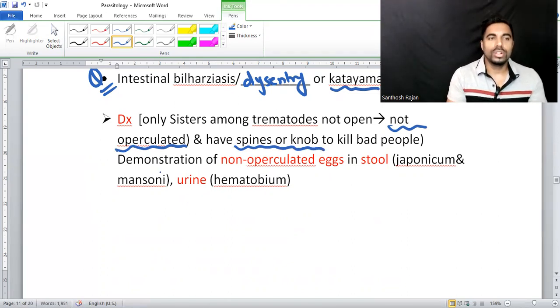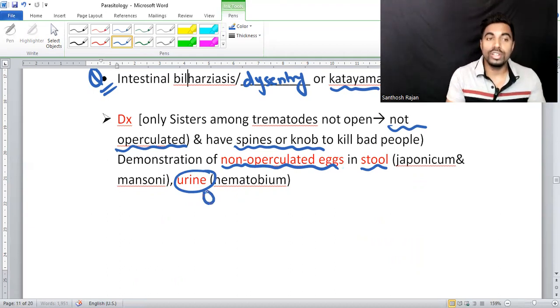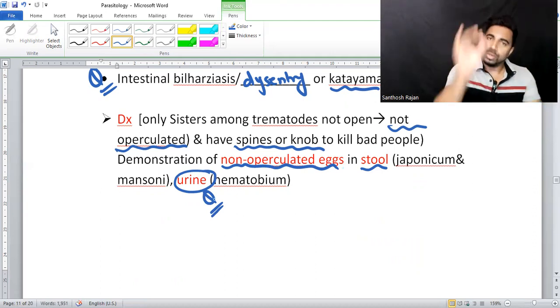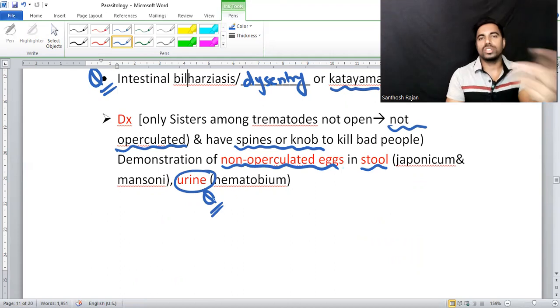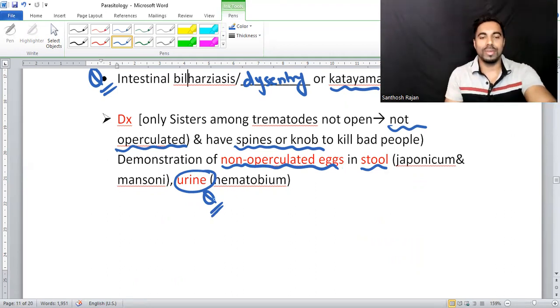Okay, so that's important. And then what? You will check for a non-operculated egg, either in stool for japonicum and mansoni. And if it is Schistosoma haematobium, it's in the urine because it's affecting the bladder. That's what you call bladder carcinoma. So if it's in the urine, Schistosoma haematobium, urinary bladder, you check the urine. Stool for japonicum and mansoni because of dysentery and Katayama fever. You got it right? So Schistosoma eggs are not open, non-operculated, remember, with the spines and knob.